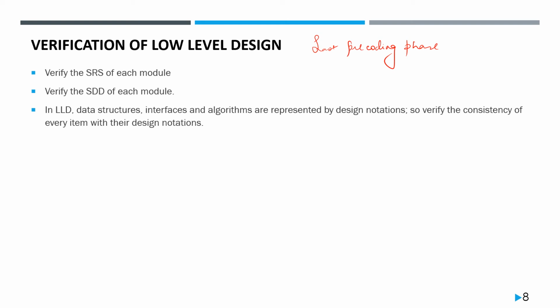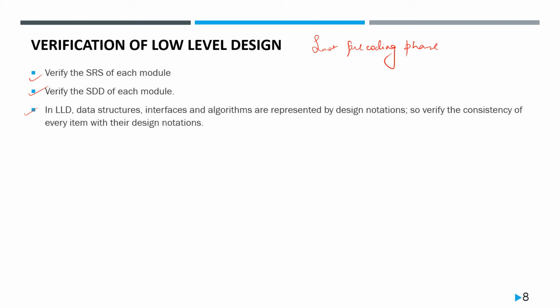Where internal details of every design entity are described for verification, the SRS and SDD of individual modules are referred to. Some points to be considered: first, verify the SRS of each module. Second, verify the SDD of each module. And third, in low level design, data structures, interfaces and algorithms are represented by design notation, so verify the consistency of every item with their design notations.